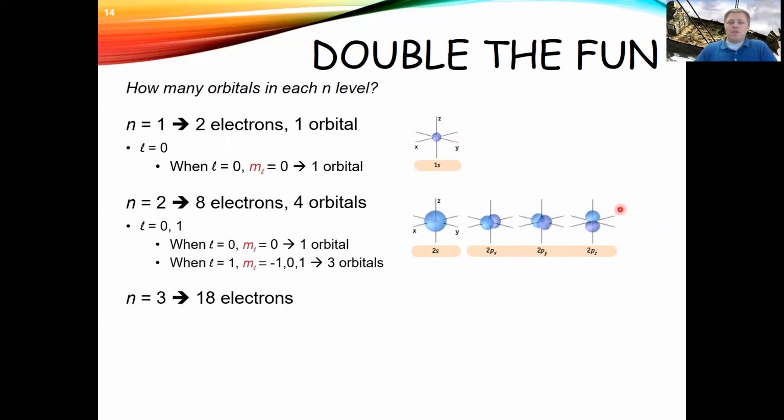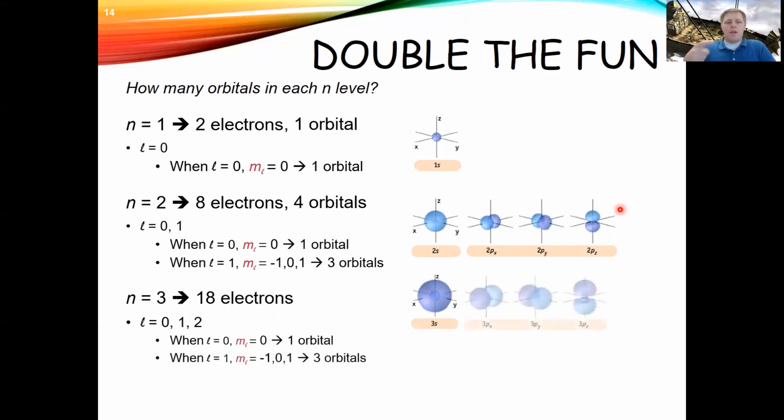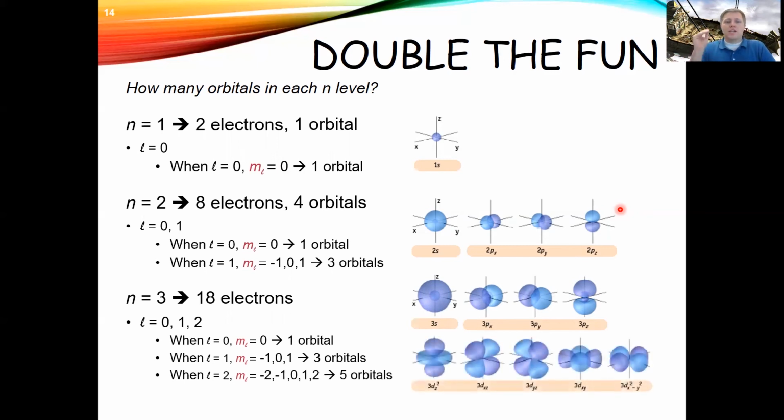And then at n equals 3, we have L being 0, 1, and 2. When L is 0, we have our s orbital. So at n equals 3, it has a 3s orbital. When L equals 1, we have our 3 p orbitals. So we have the 3px, 3py, and the 3pz. And when L equals 2, we actually have 5 d orbitals. So we have the 3d squared and all these other guys. I don't even want to say their names.